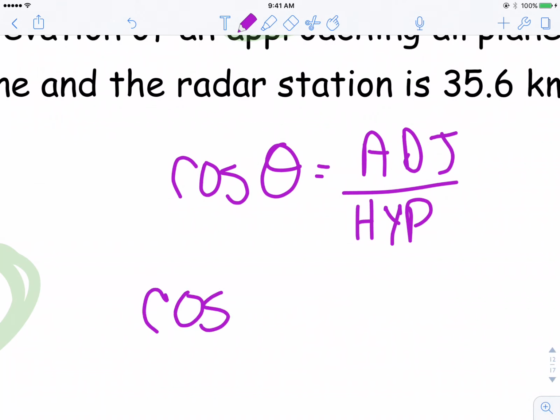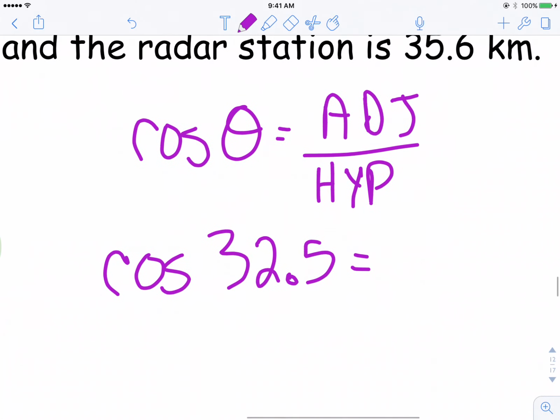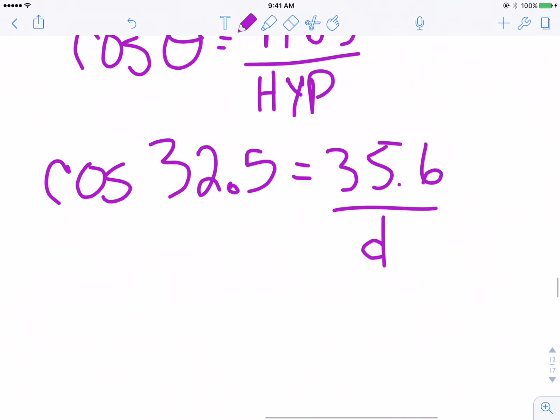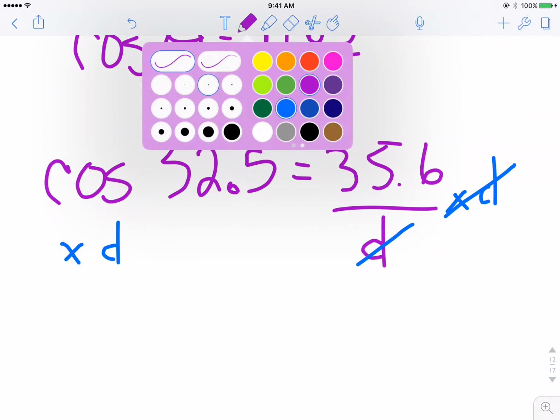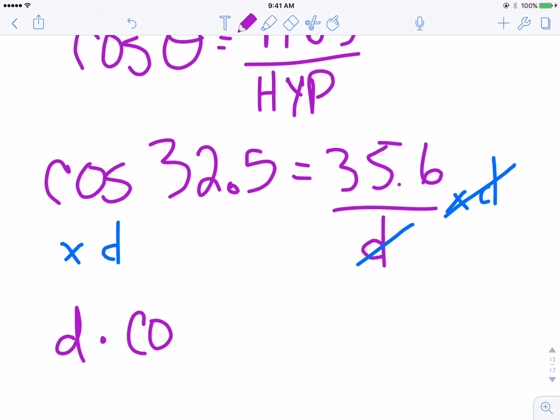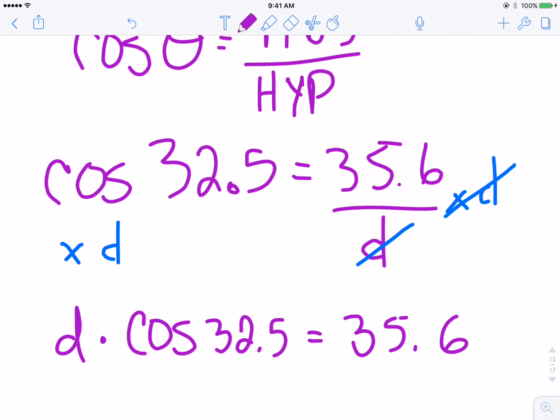Cosine of 32.5, I want to say. I don't want to move my screen around. 32.5 degrees is equal to my adjacent side, which was 35.6 kilometers, over my hypotenuse, which we call D. I can't have D in the bottom of my fraction, so I have to multiply by D to remove it. These will cancel. I multiply this side by D as well. So I get D times the cosine of 32.5 degrees is equal to 35.6.